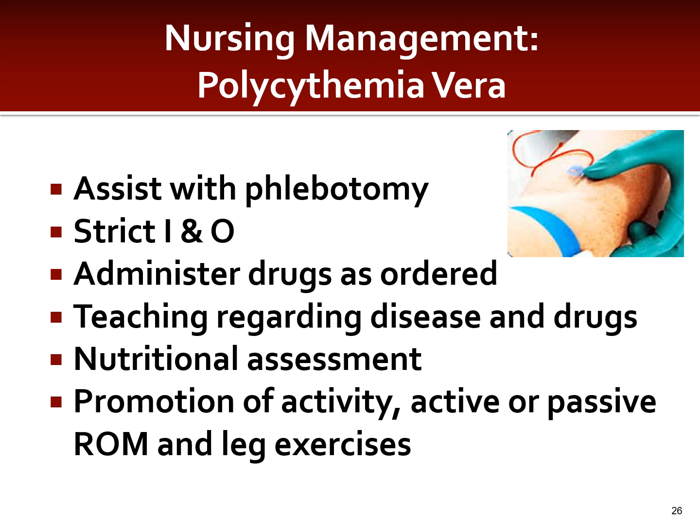So again, what are the nursing responsibilities with polycythemia? We need to assist with the phlebotomy. These clients need to be on a strict I&O. We need to give them medicine as ordered, teaching them about the disease and about the medication treatment. Activity, encourage them to exercise. We may have to provide range of motion and do leg exercises.